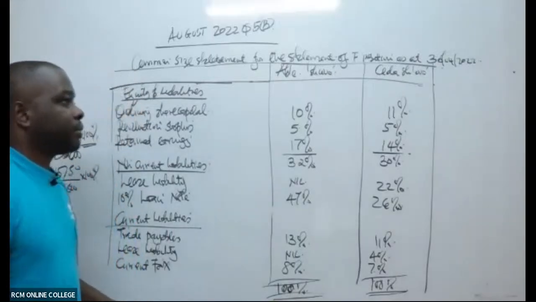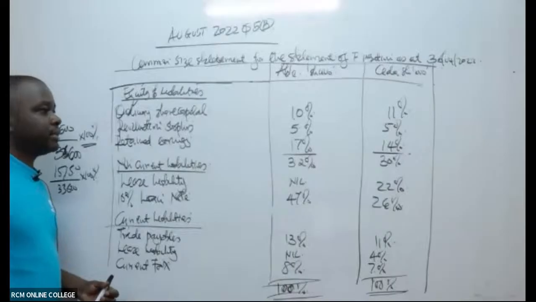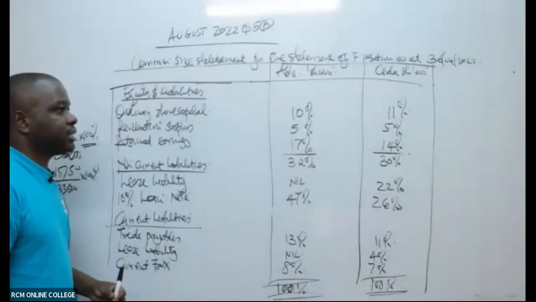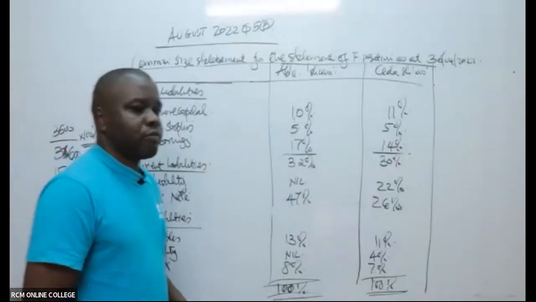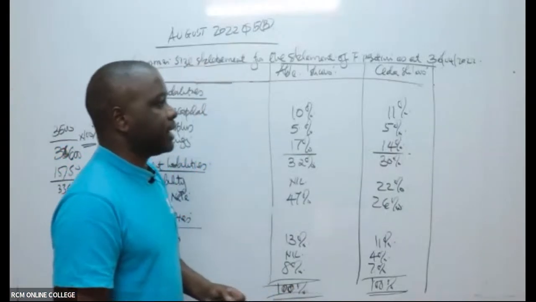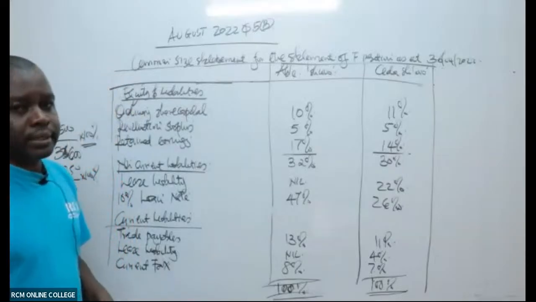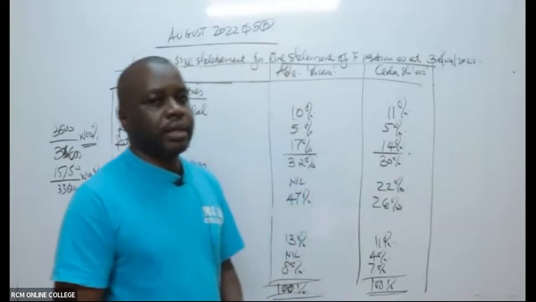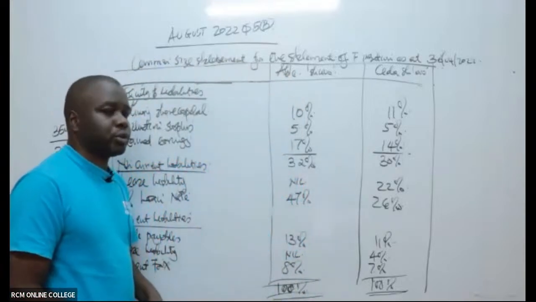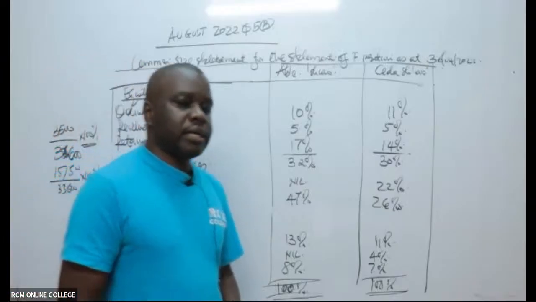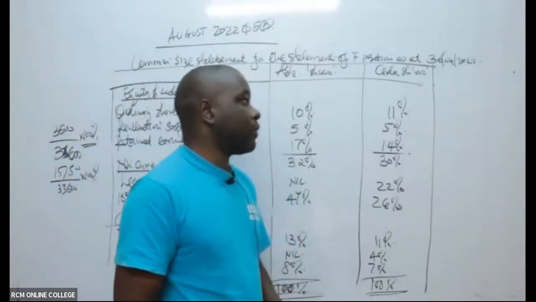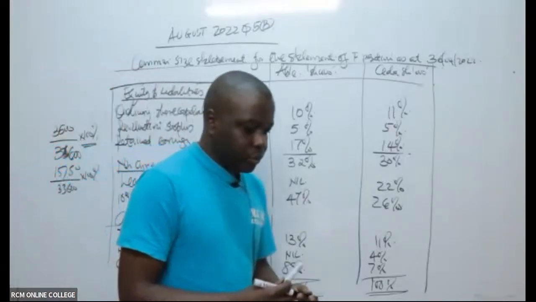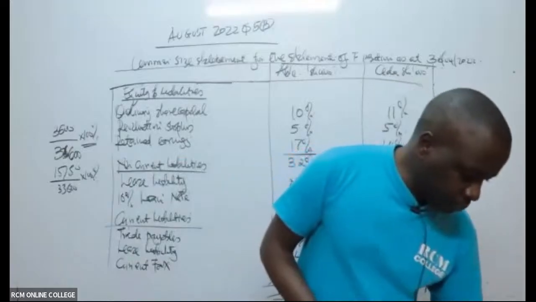So that's why in this case, you prepare the common size statement, or the vertical analysis, whereby you convert the items in the financial statements into percentages using the total sales figure or the total revenue figure as the base in the income statement, and you use the total assets and the total equity and liabilities to convert the items in the statement of financial position.